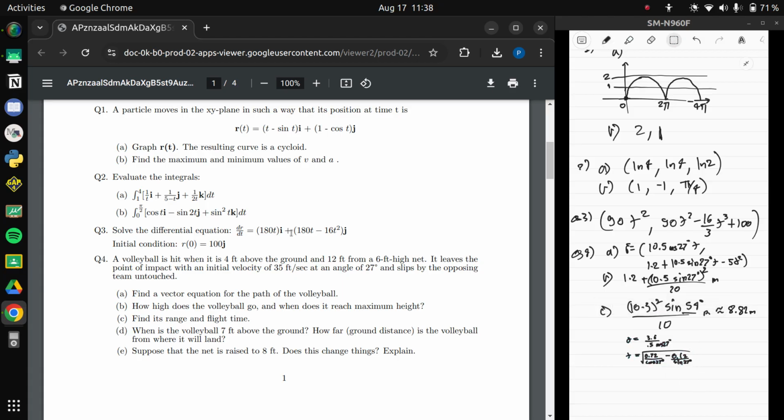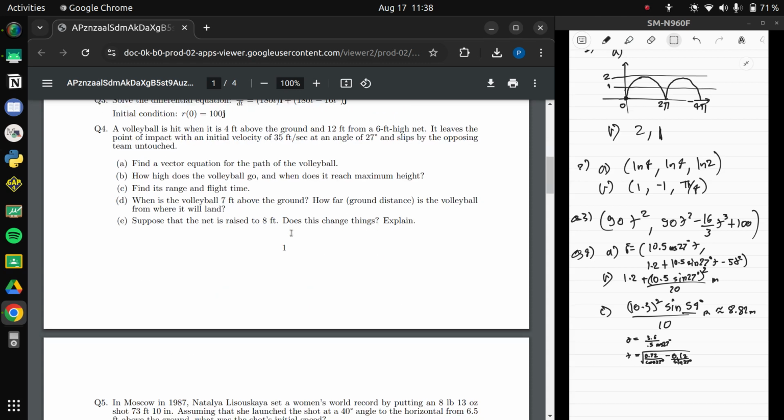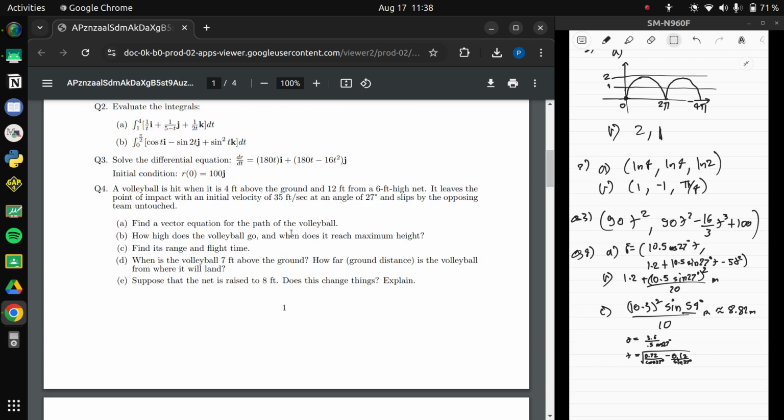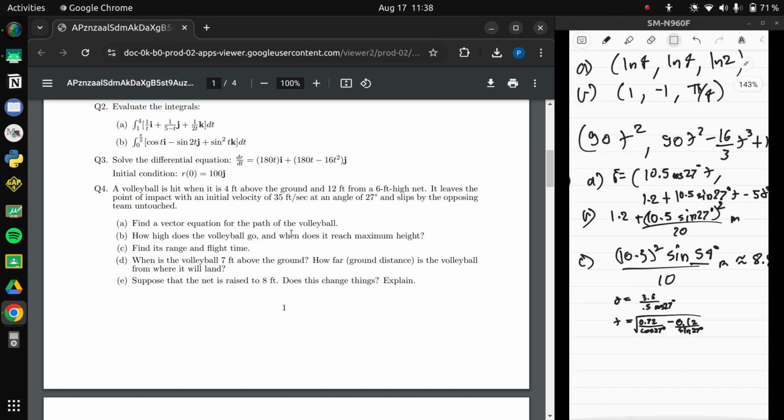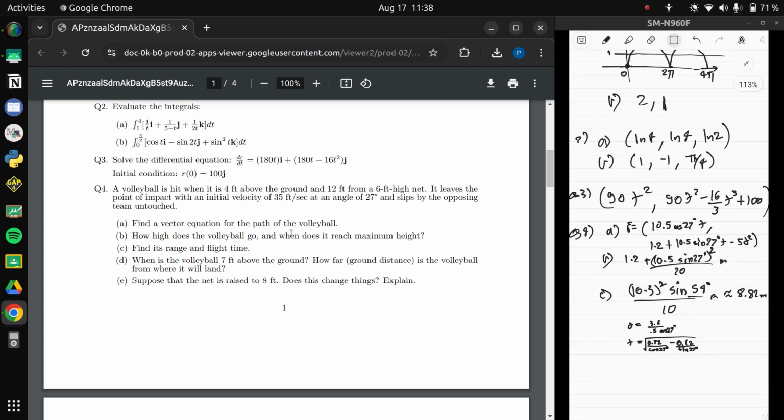Okay, there was a D as well. Where is the volleyball 7 feet above the ground? How far ground distance is the volleyball from where it lands? I really don't want to use the g thing and all that. So it's gonna reach 8.82 meters. This is like 3.6 meters, so I would say it's okay. Okay, cool. So when is this 7 feet above the ground? How far is the volleyball? Sure. Just gonna use these equations and be done with it.